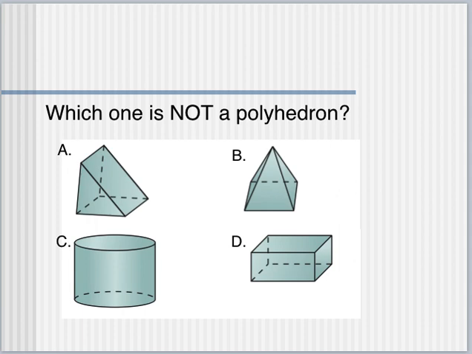If you said C, well done. Because while a cylinder is a three-dimensional shape, not all of its surfaces are polygons. So C is not a polyhedron, but A, B, and D are.